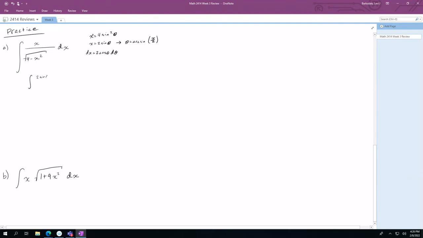Our x becomes 2 sine theta. Our square root of 4 minus x squared becomes the square root of 4 minus 4 sine squared theta. And we have multiplied by our dx, which is 2 cosine theta d theta. Okay, now in 4 minus 4 sine squared theta, we can pull out a 4. The square root of that becomes 2, and that'll cancel with the 2 on top. And here we have the square root of 1 minus sine squared theta, which is the square root of cosine squared theta, times 2 cosine theta.